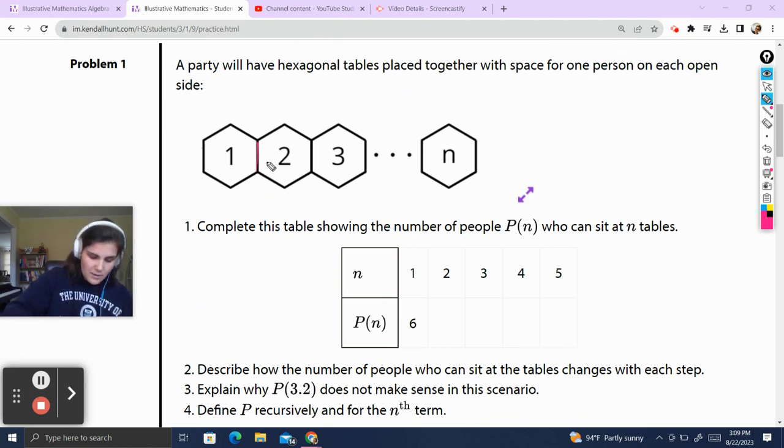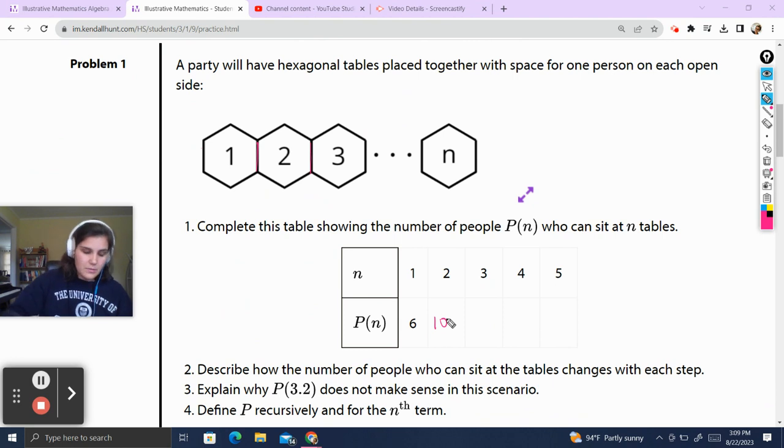And then at 2 tables, it's not going to be 6 people. It's going to be 1, 2, 3, 4, 5, and then 1, 2, 3, 4, and then an extra on that side will actually be able to sit there. So we're going to have 5 on the first table and 5 on the second table. So that's going to be 10.